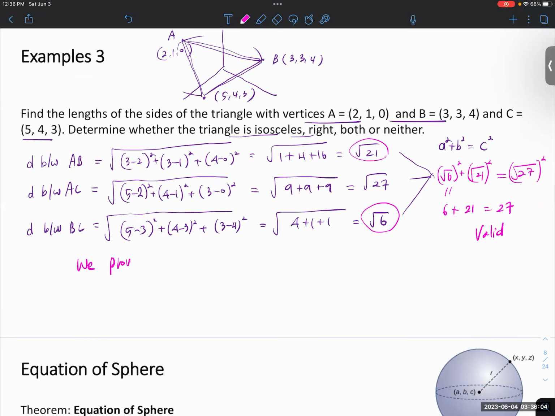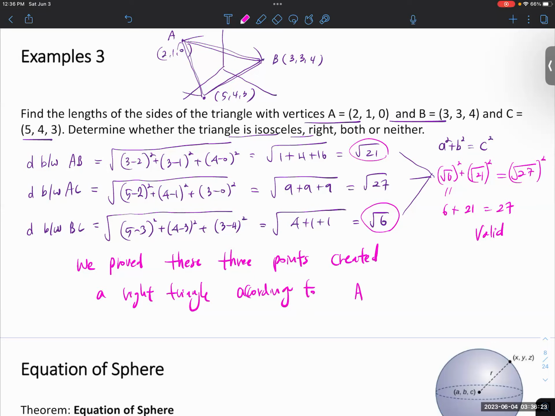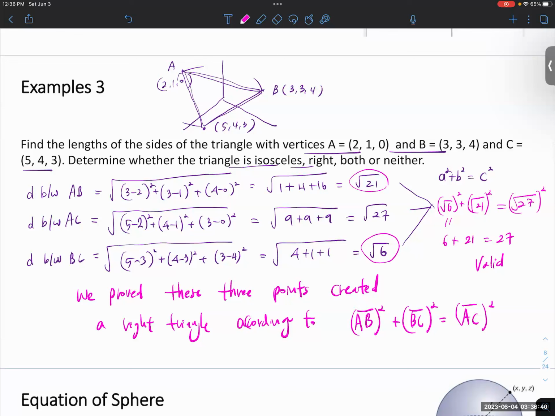We proved that these 3 points create a right triangle, according to, we proved that AB length squared plus BC length squared was equal to AC length squared. We just proved that. So in this space, these 3 points are going to create a right triangle if you connect them.